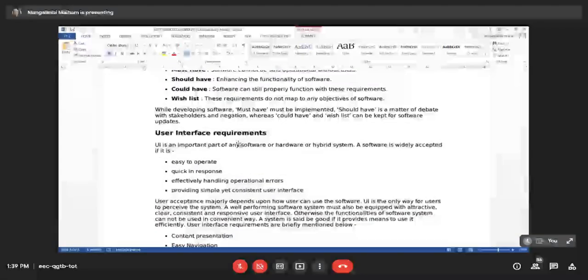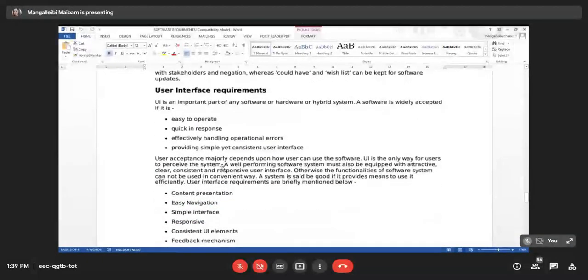User interface requirements. These are very easy to, one second, some are still joining.